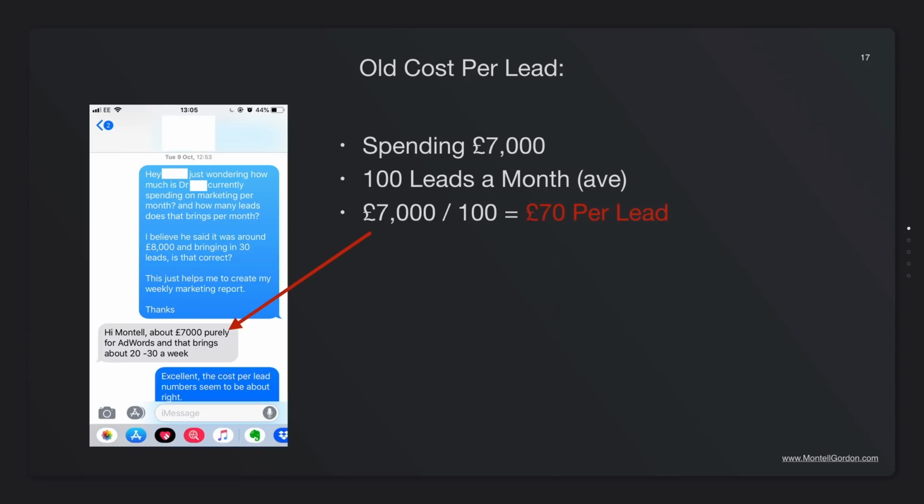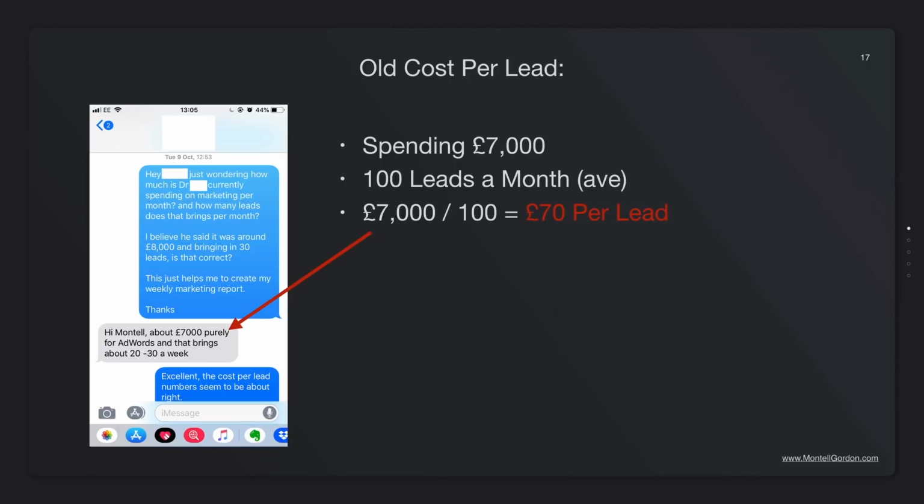Now, it doesn't sound like a lot of leads, but when you break down the maths, you can start to see why those leads are important. So their old cost per lead, as you can see, this is actually an actual text I received from my dental client, and basically we're just talking about how much they are actually spending at the moment, and how many leads that's bringing in. So in this particular case, they were spending £7,000 on Google AdWords. That was bringing them around 20 to 30 leads a week, which is on average about 25 leads a week.